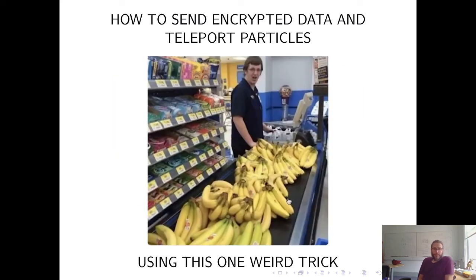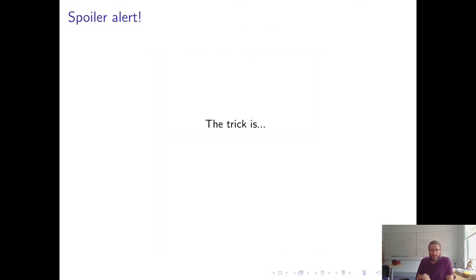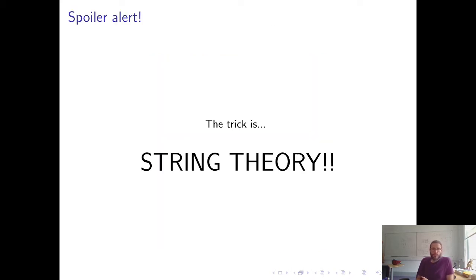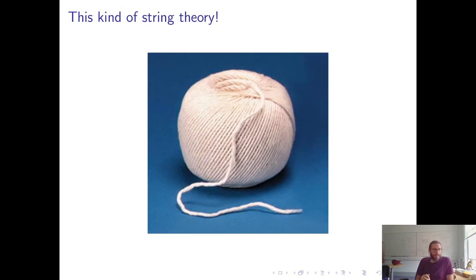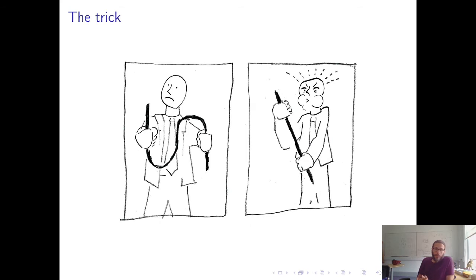Okay, so let's get to the question. You know when you click one of these clickbait things, normally you have to scroll all the way to the bottom to figure out what the trick is. Well, unlike those pages, I'm going to tell you what the trick is right here at the beginning. The trick is string theory. But I don't actually mean this kind of string theory. I mean this kind of string theory. This theory of strings, actually, how strings work. And what we'll see by the end of this talk is that the weird trick is that if I have this kind of zigzag piece of string, I can just pull it straight.